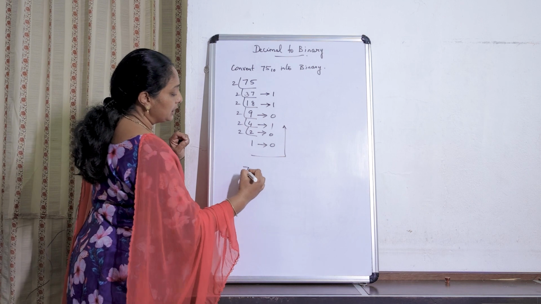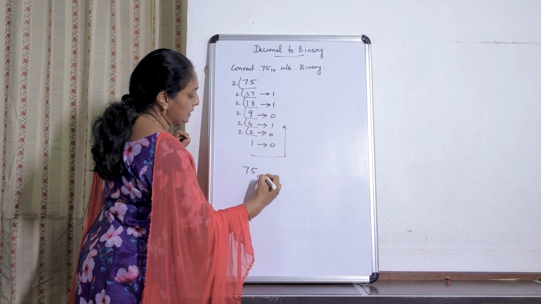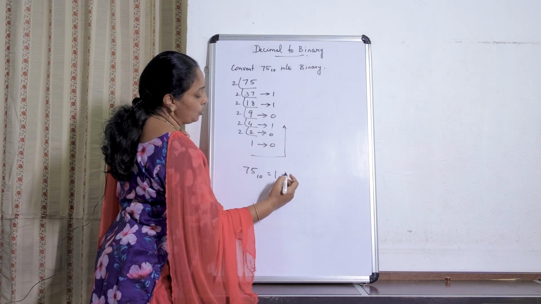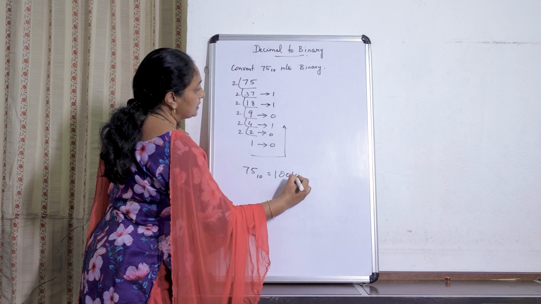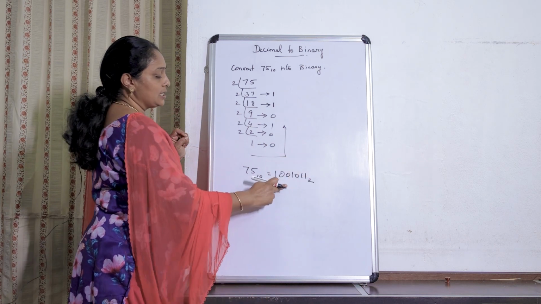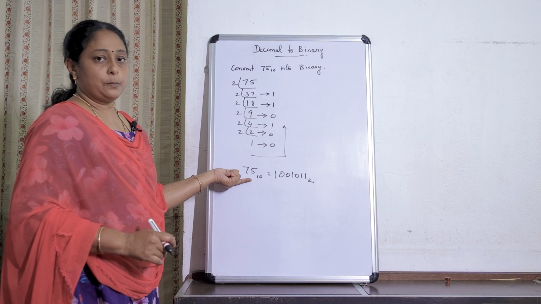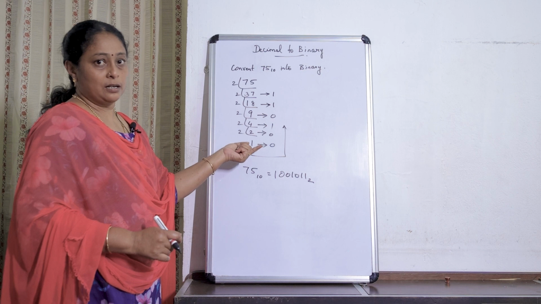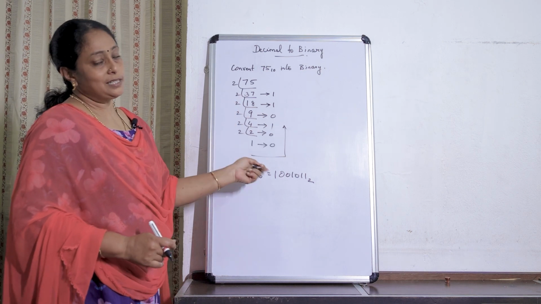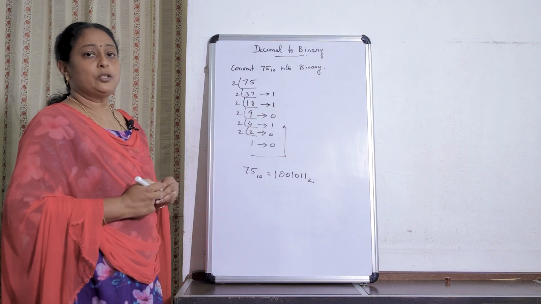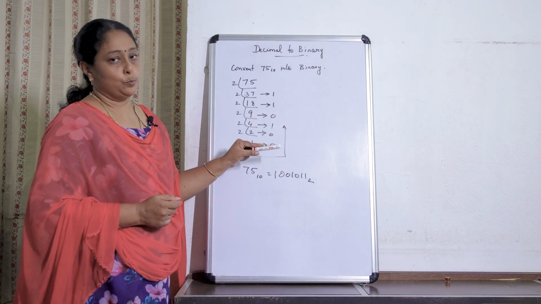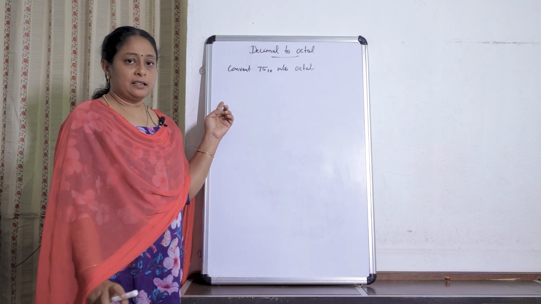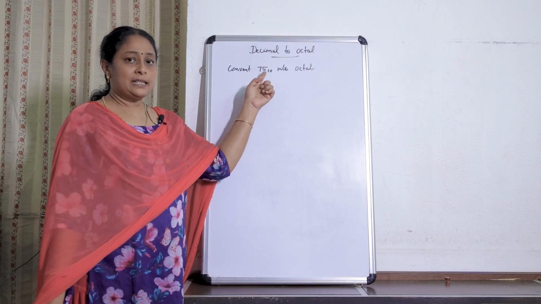So here the equivalent binary number for 75 to the base 10 is equal to, start from here, group the remainders from bottom: 1, 0, 0, 1, 0, 1, 1 to the base 2. So this is the binary equivalent for the given decimal number. So this is the method. Sometimes you may get zeros everywhere, sometimes 1s, whatever the remainders, write them as they are and group the remainders from bottom to top. So this is the method to convert a decimal number into binary using repeated division by 2. Now today's second conversion: convert 75 to the base 10 into octal.